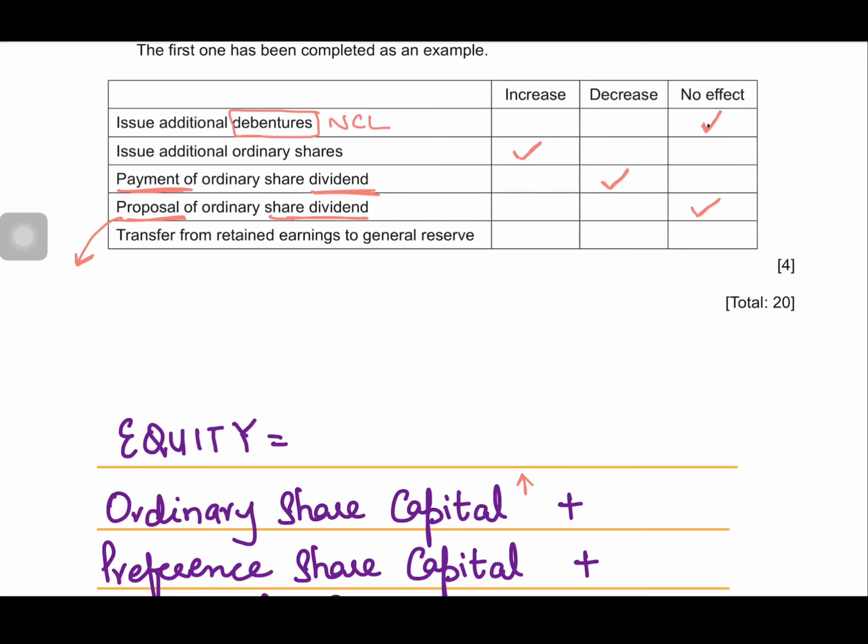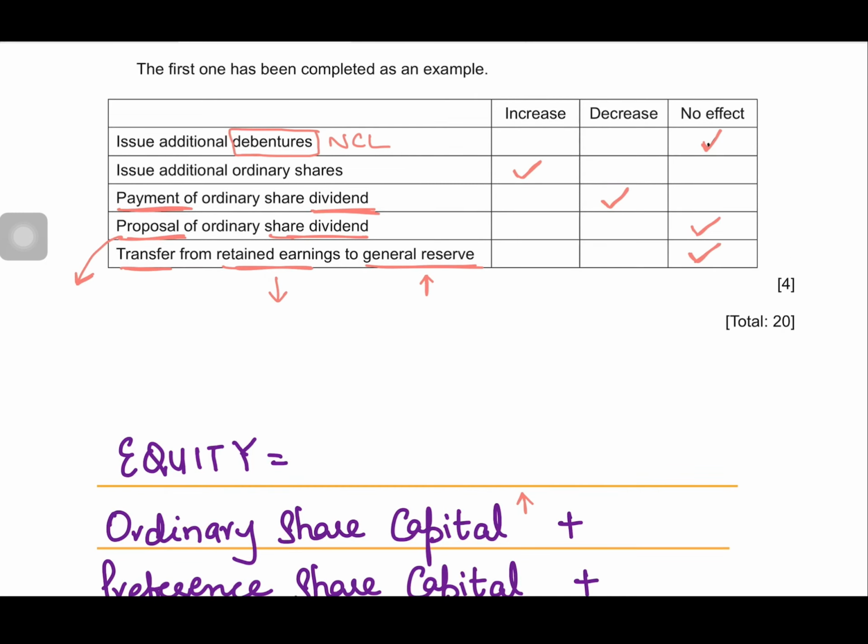Then lastly, it says transfers from retained earnings to general reserves. So general reserves balance will increase and your retained earnings balance will decrease because you are paid from retained earnings. Therefore, will it increase or decrease your equity? There will be no effect on your equity, right? One component of your equity will increase, another one will decrease, so net effect will be 0. So this was for 4 marks, and we are done with the third question as well.